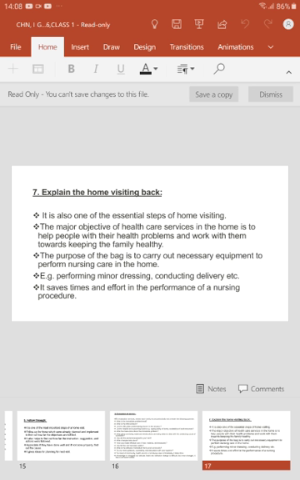And the last one is to explain the home visit bag, okay. It is also one of the essential steps for the home visit. The major objective of the healthcare services at home is to help the people with their health problems and work with them towards keeping the family healthy, okay. The purpose of the bag is to carry the necessary equipment to perform nursing care in the home, okay.